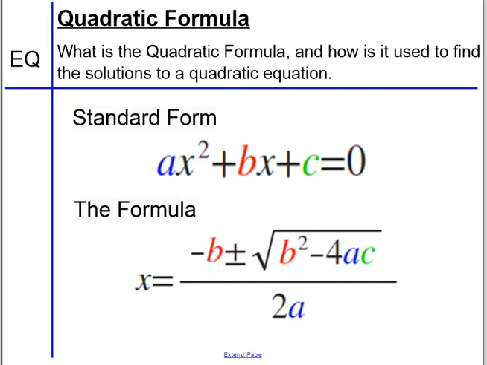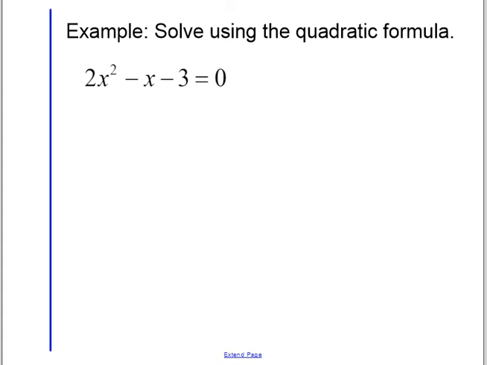All you really need to know is that each of the coefficients, A, B, and C, get plugged into their respective places in the formula. We have 2 locations for B, 2 locations for A, and 1 location for C. Negative B plus or minus the square root of B squared minus 4AC, all divided by 2 times A. So let's use the quadratic formula on this equation.